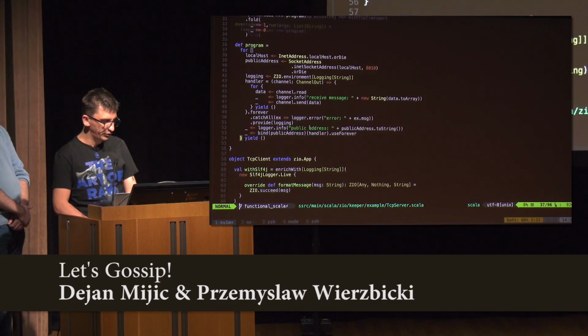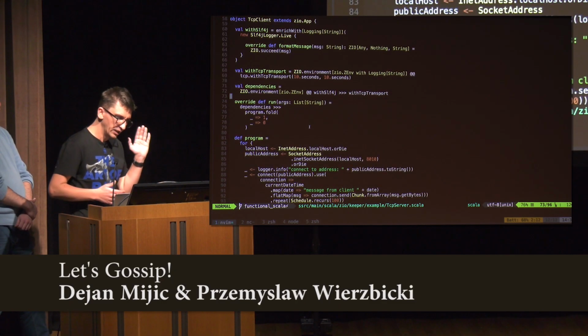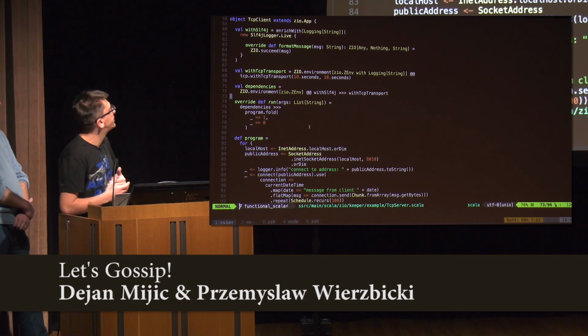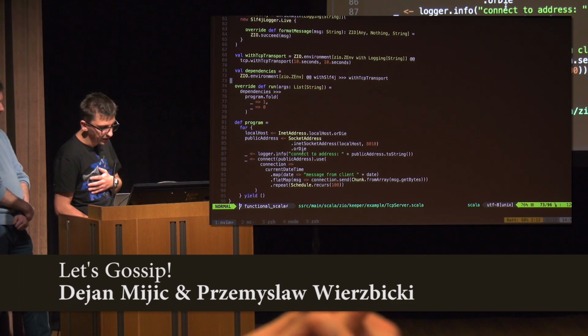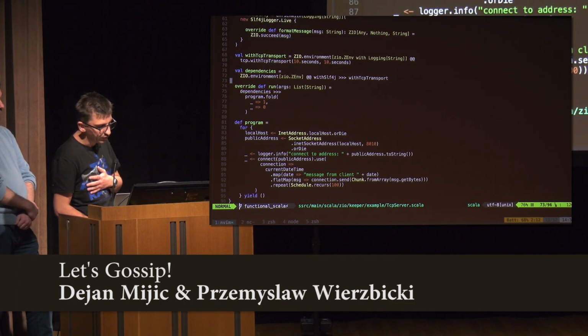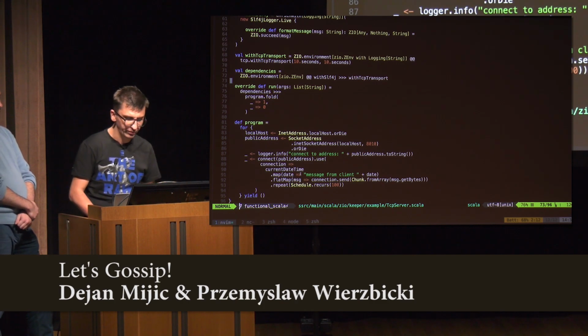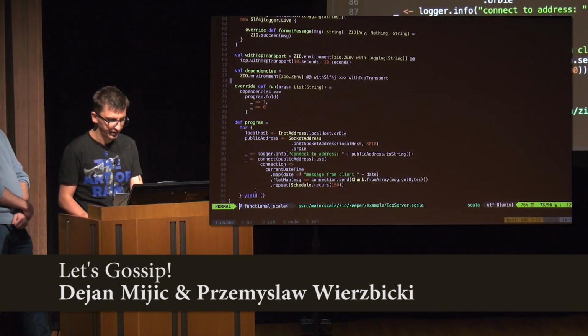Okay, let's look into the implementation on the client with this transport. So the dependencies are pretty much the same, right? No different in here. The only difference is we're connecting to the address, then using ZIO Managed, we're taking the connection, taking the current time and just sending like 100 messages. Again, very simple.